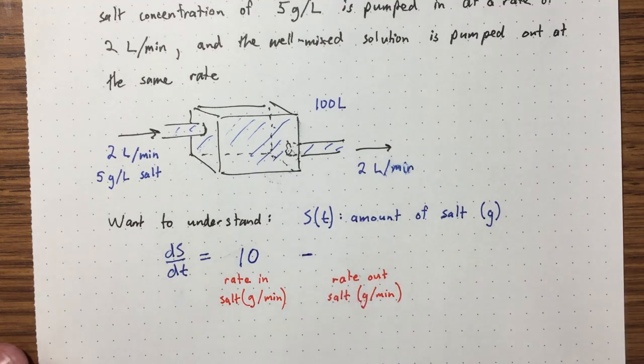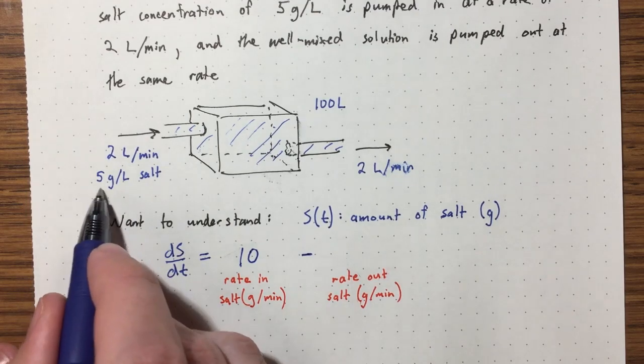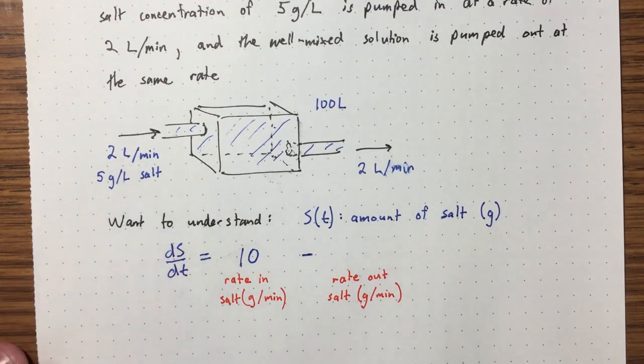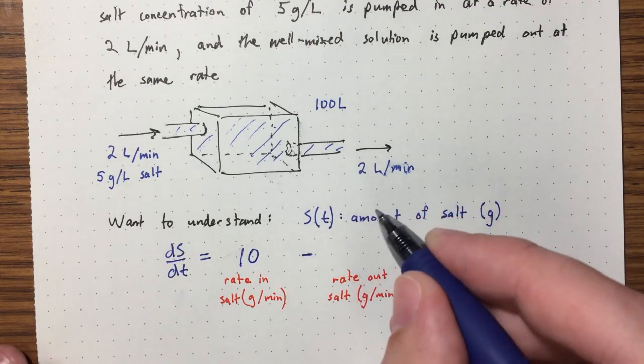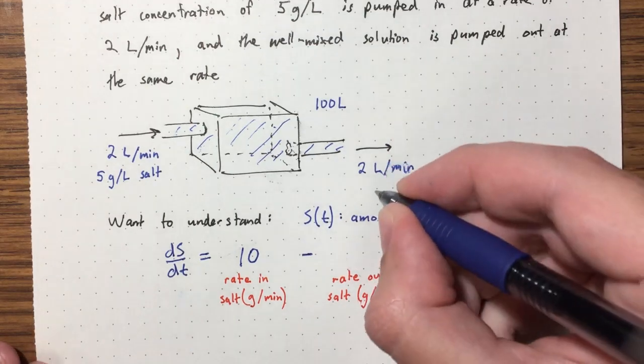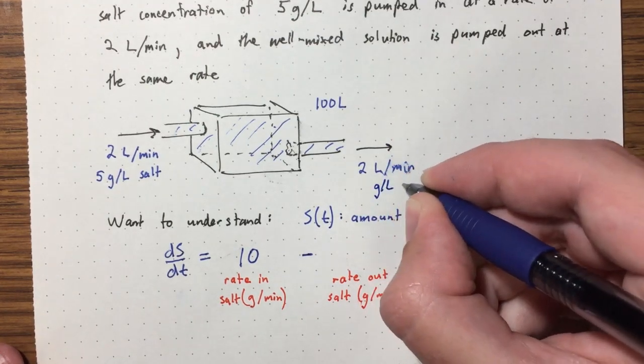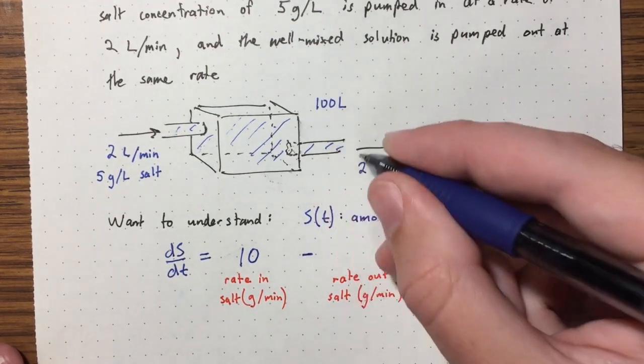How much is leaving the tank? Again, we have 2 liters per minute of water coming out, but we need to figure out how concentrated that water is and how much salt is in that water. So let's actually figure that out really quick.